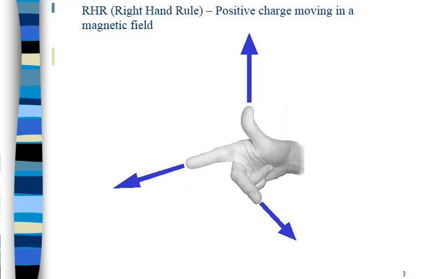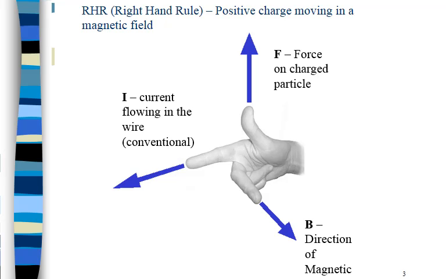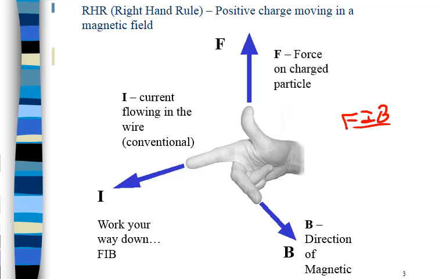So the way that we do this, it's another right-hand rule, but very similar idea here. We have the force, and then current. This is the flow of positive charge, so we're going to use conventional current, and then B is the magnetic field. So FIB, and you can think of it as a fib. It's a fib, but it's true. Okay, FIB: force, current, field.